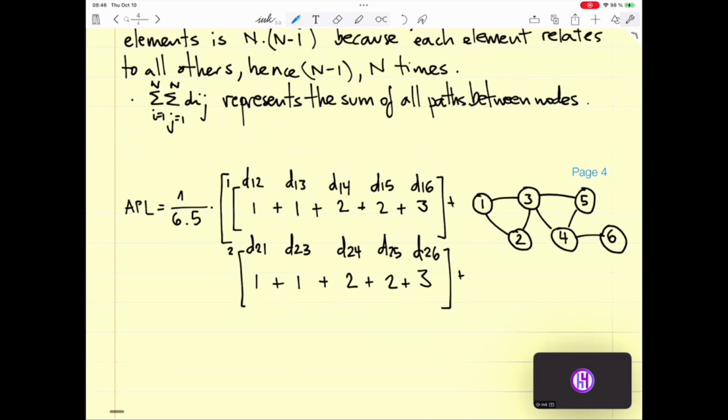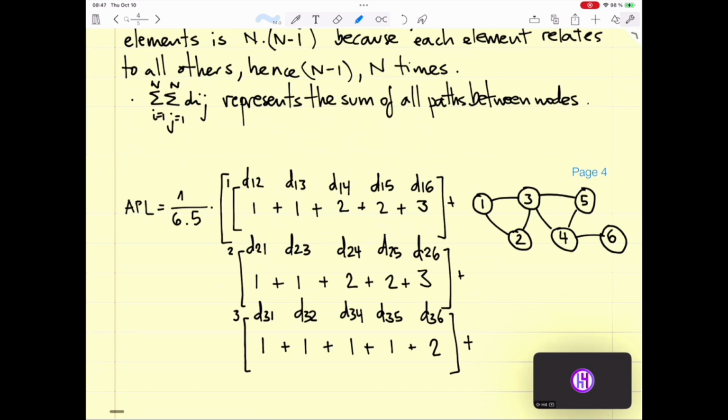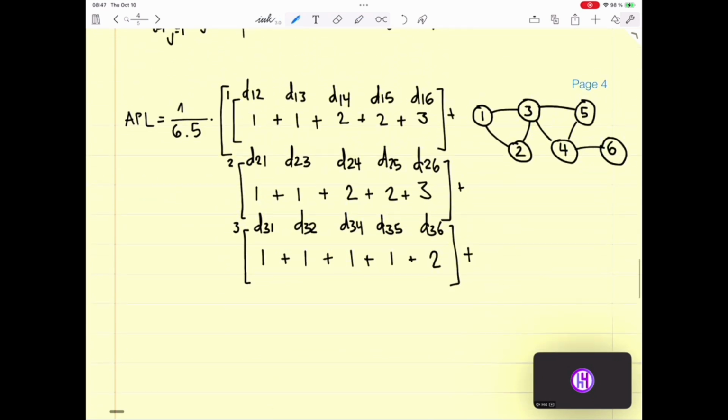So for node number 3, distance between 3 and 1, 1. The distance between 3 and 2, 1. Distance between 3 and 4, 1. Distance between 3 and 5, also 1. Distance between 3 and 6, 2. So 2 because 3 and 6, okay? So number 4, distance between 4 and 1, 2. 4 and 2, 2. 4 and 3, 1. 4 and 5, 1. 4 and 6, 1.